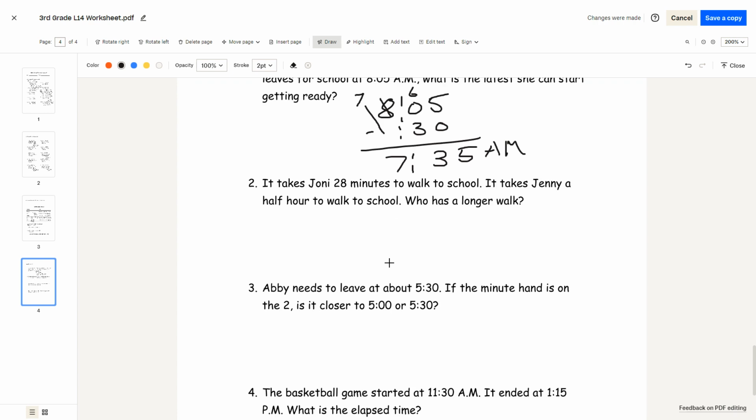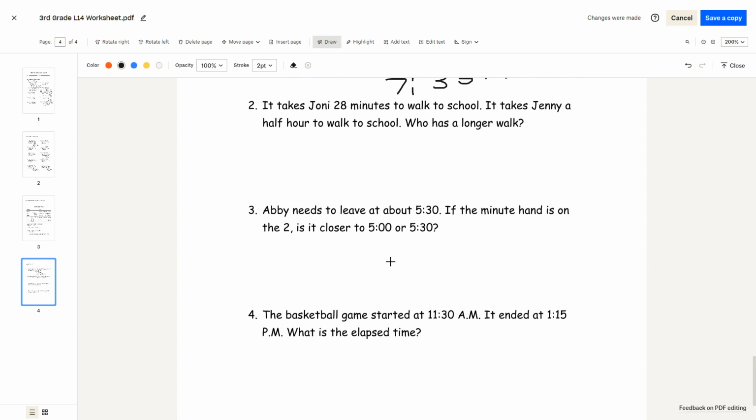Okay. So let's do number 3. Abby needs to leave the house about 5:30. If the minute hand is on 2, is it closer to 5 or 5:30? So if the minute hand is closer to the 2, it is going to be, so the minute hand was 1, so it goes 5:10, right?